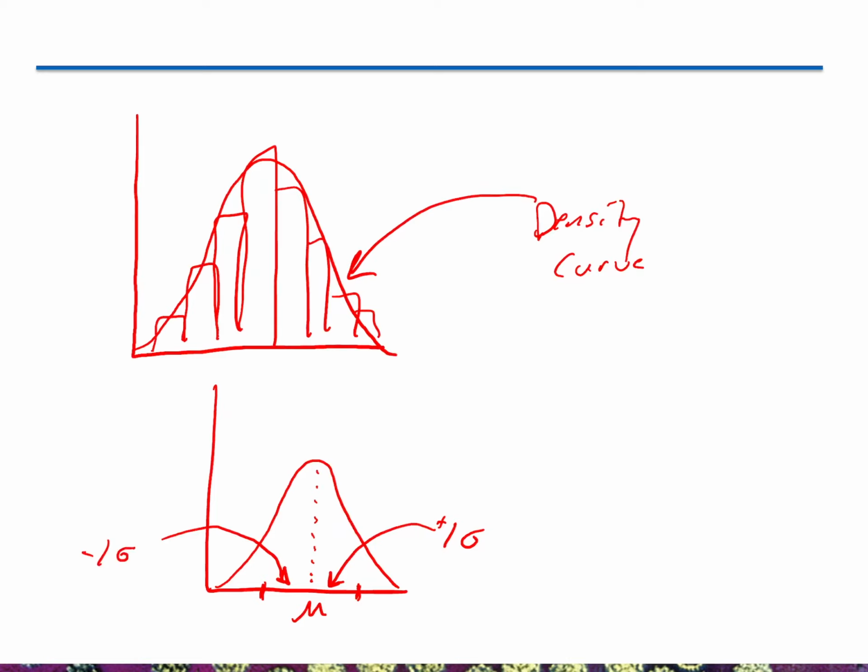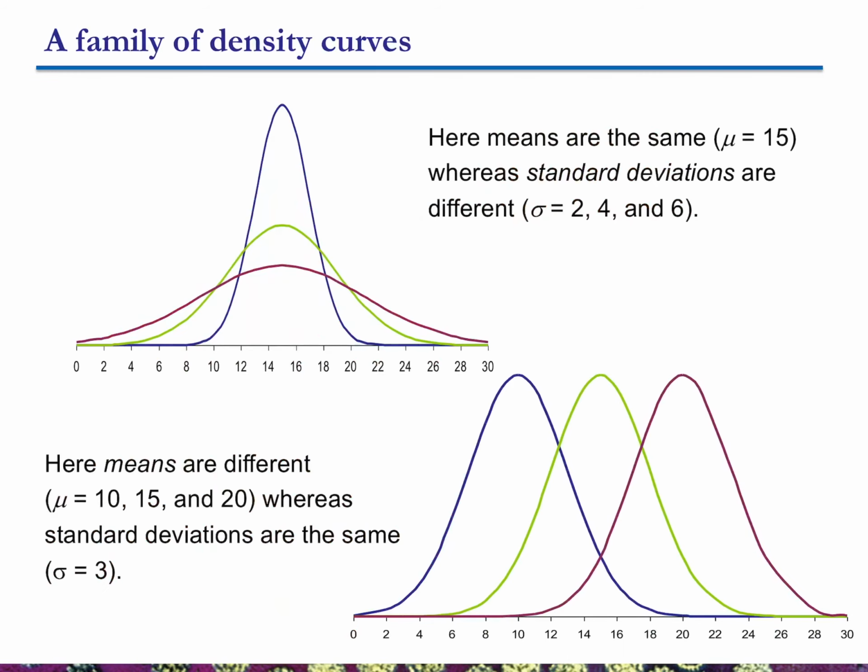Let's take a look at a couple of curves here that are very important. These two figures show you the relationship between the mean and the standard deviation and why you only have to know those two things to be able to draw the curve. So look at these three curves that we have here on top. We have one in blue, one in green, and one in red. But notice that all three of them are centered on 15. That's because the mean of all three of them is 15. They're all centered on the same point.